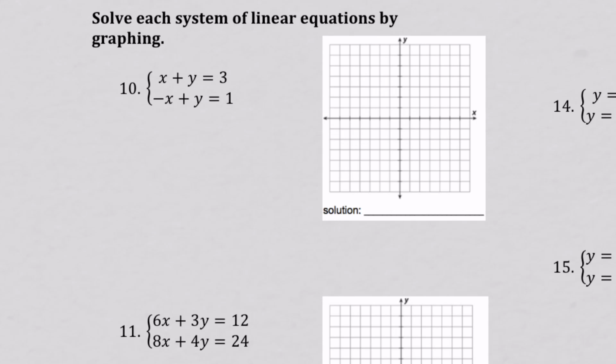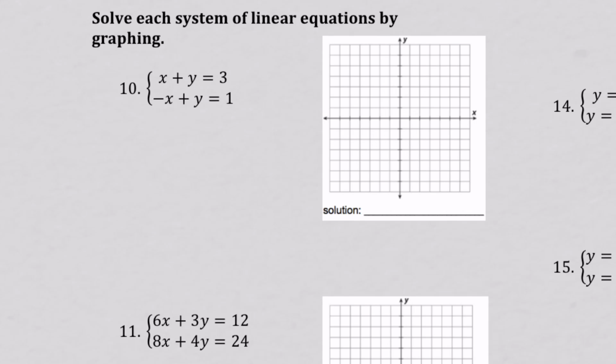Okay, let's move on to number 10. Solve each system of linear equations by graphing. It says x plus y equals 3 and negative x plus y equals 1. Now I know we learned other methods like elimination and substitution, but I don't want to use those right now. I'm going to use graphing. That's what the problem is asking me to do. Okay, so let's use graphing.